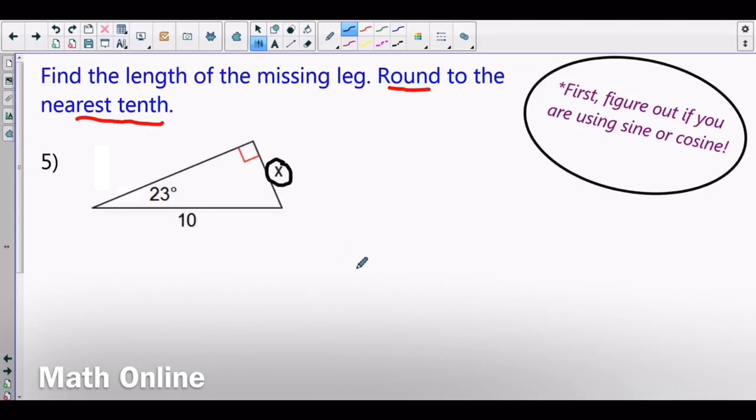Okay, so here's the thing. I have this here as a note. It tells us first, figure out if you are using sine or cosine. Now, in some cases, you're going to have to figure out if you're going to use sine, cosine, or even tangent, right? So what I'm going to ask you for these type of problems is that when you get to these problems, before you do anything, always label your sides. What side is the opposite side? What side is the adjacent side? And what side is the hypotenuse side?